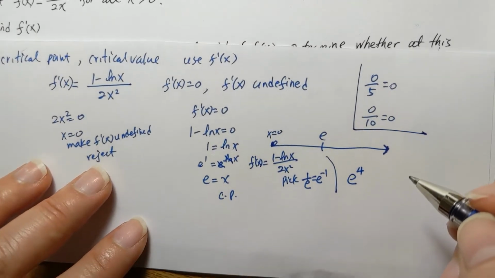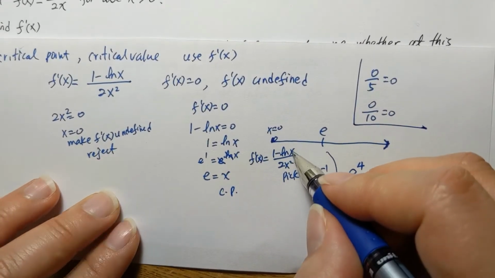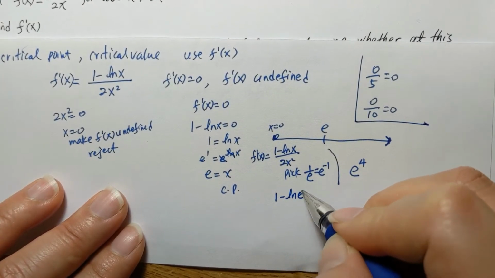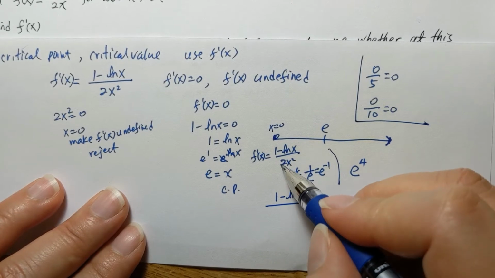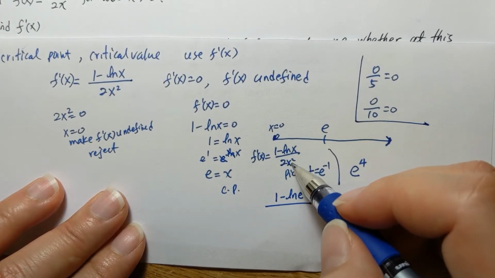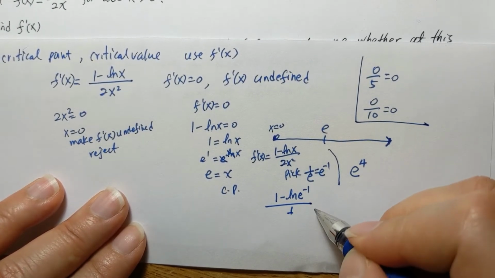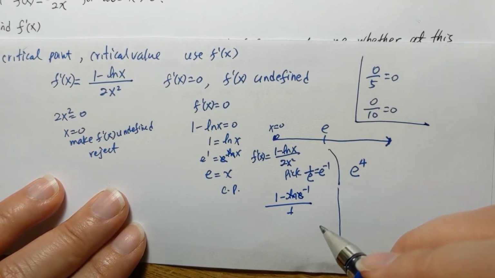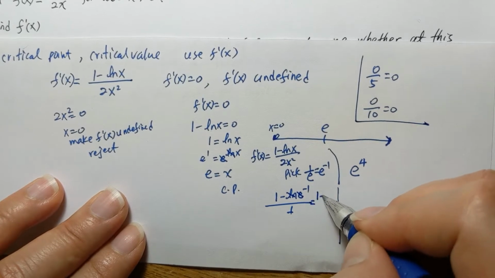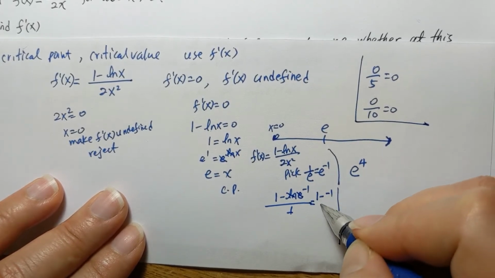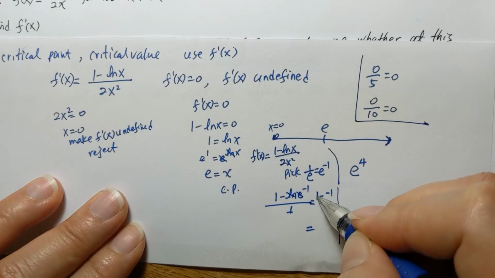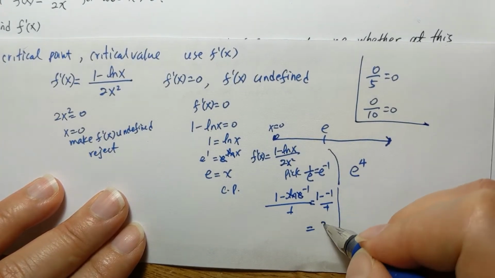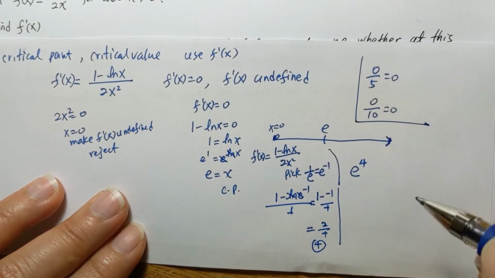Now I'm going to check the sign. I'm going to substitute it into f prime of x: 1 minus ln e to the negative 1 over 2x squared. 2 is positive, x squared is positive, so the denominator is positive. We only care about the sign. Now the ln and e cancel out, so you're going to get 1 minus negative 1 over positive. 1 minus negative 1 will be positive. So therefore you get positive.